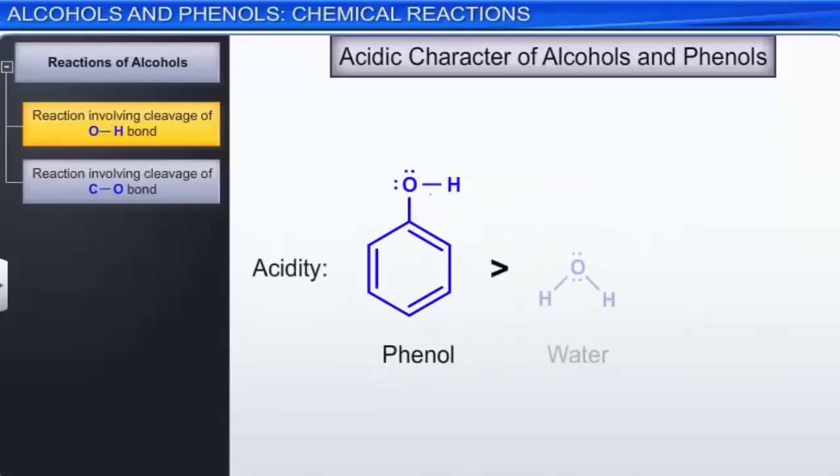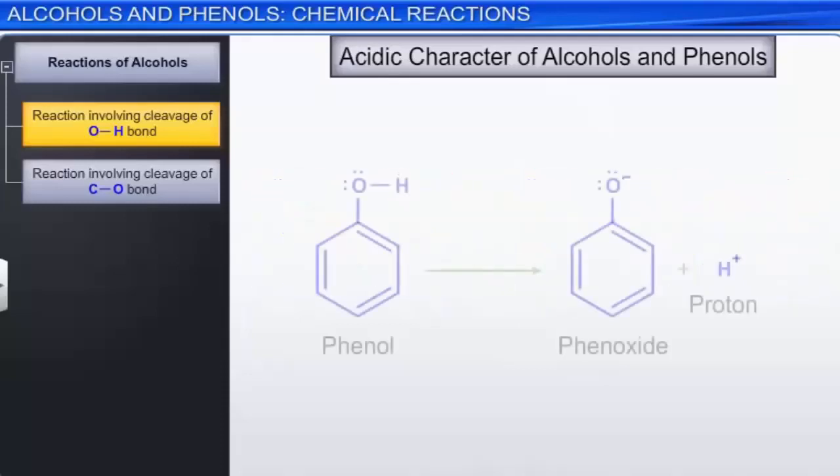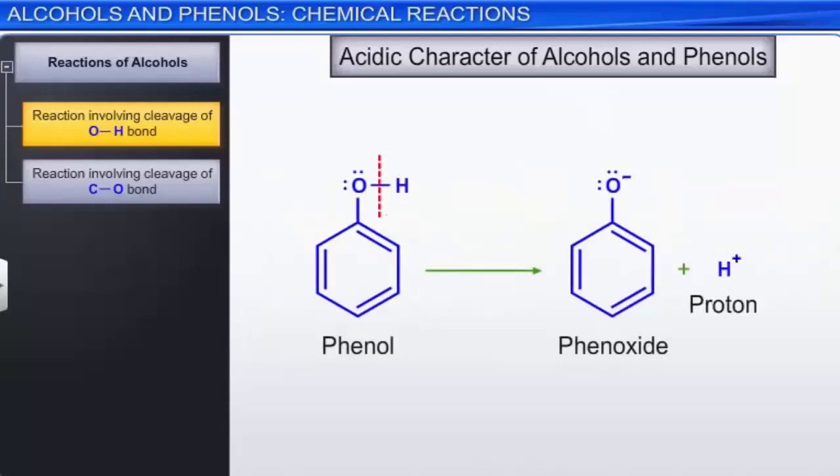The presence of the aromatic ring leaves less electron density on oxygen. So, the oxygen-hydrogen bond is more polar. This makes the loss of a hydrogen ion more favorable. The phenoxide ion forms when phenol ionizes by losing a hydrogen ion. The resonance structures of the phenoxide ion are shown here.